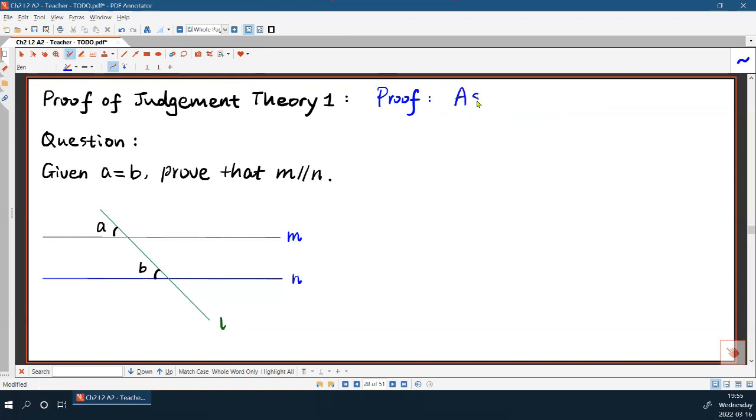Again, we can assume M is not parallel to N. If we can find some contradiction, then we can conclude the assumption here is not correct. Then we can prove that M is actually parallel to N indirectly, right? So let's assume M is not parallel to N. If M is not parallel to N, then the two lines must intersect at some point, right? Can you follow me?